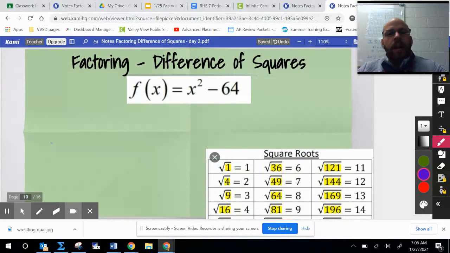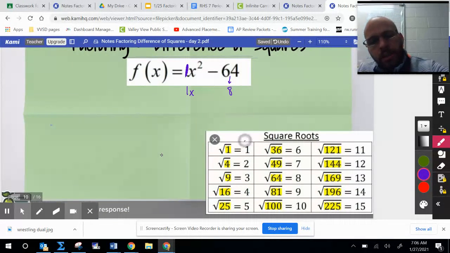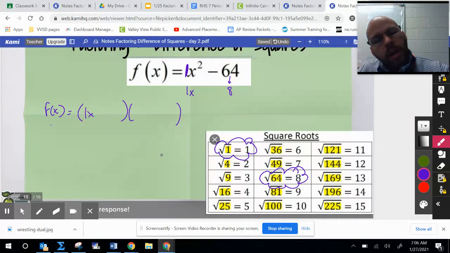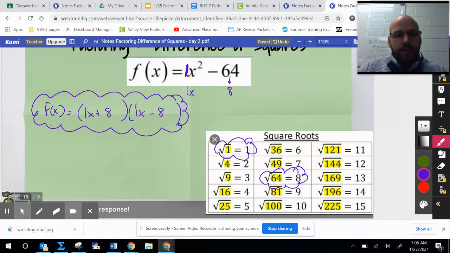Okay? So now if you take a look at this one up here, there's no number in front, but we all know there's a 1 there. The square root of 1 is 1. The square root of 64 is 8, right? You can check my table here to double check it. Square root of 1 is 1. Square root of 64 is 8. So I'm going to have my function, make my parentheses. I'm going to have a 1x plus 8 and a 1x minus 8. And ladies and gentlemen, that is my difference of squares.